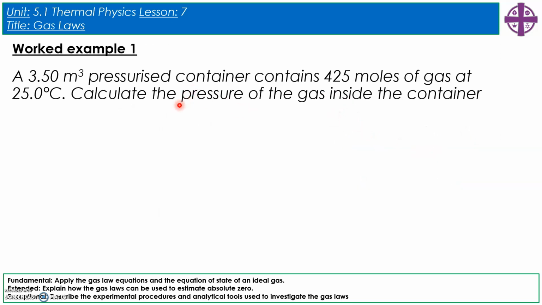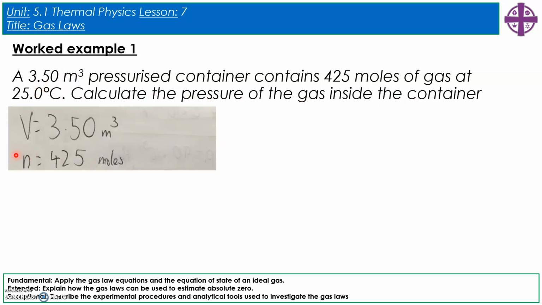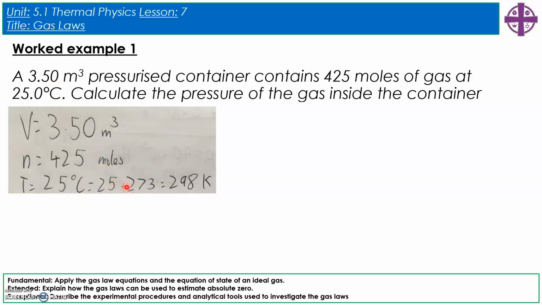Let's try this as a worked example now. So let's say I've got 3.5 meters cubed of pressurized gas, and it contains 425 moles of a gas. So I've got 425 moles of a gas, takes up that much volume, and it's at that temperature. Calculate the pressure of the gas inside the container. Okay. So I've got a volume of 3.5 meters cubed. I've got n, a number of moles of 425, and I've got a temperature of 25 degrees Celsius. But remember, I've got to change that to Kelvin. So I'm going to add on 273 to convert it, and I would get 298 Kelvin as my T, my temperature. The pressure is what I want to know. So my P is the number I'm looking for.